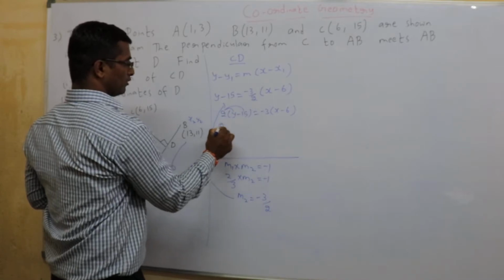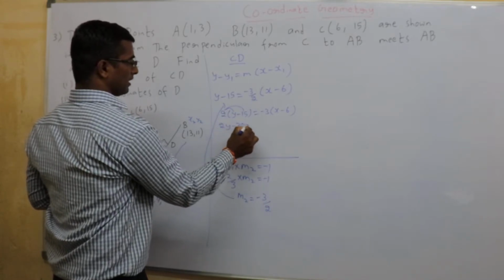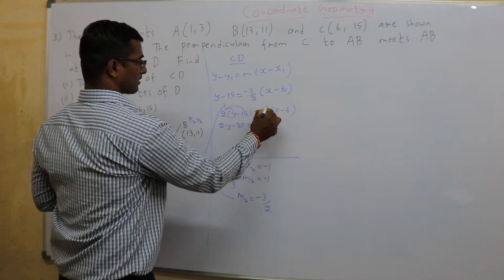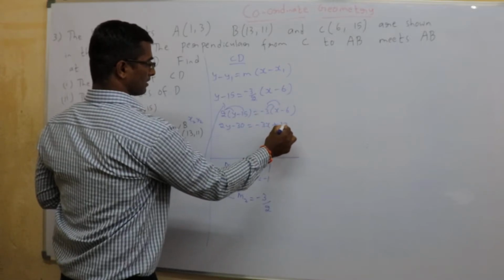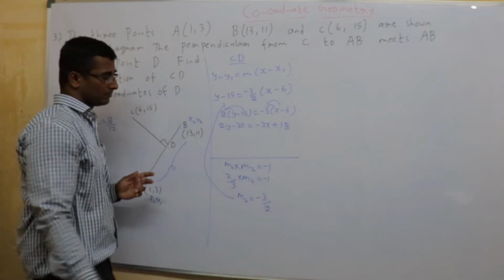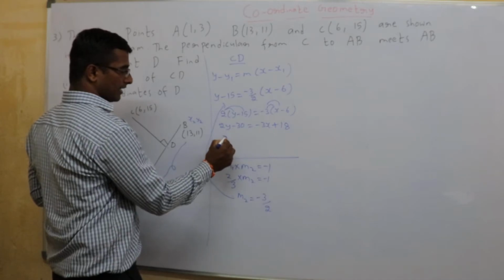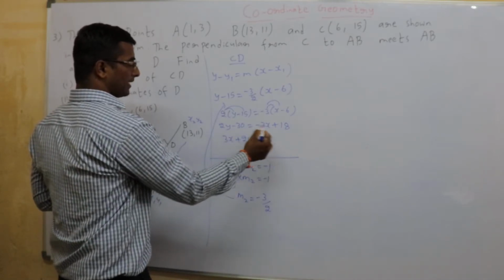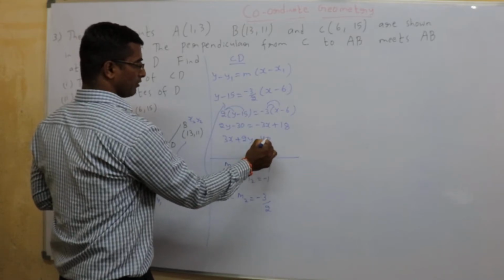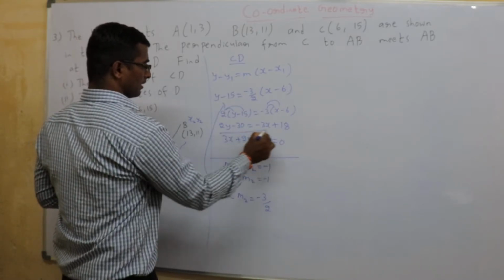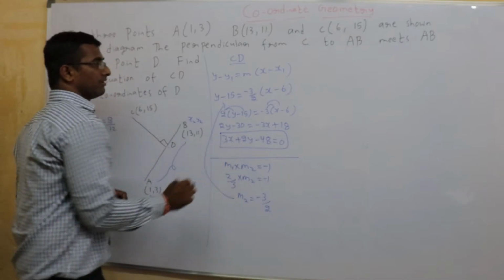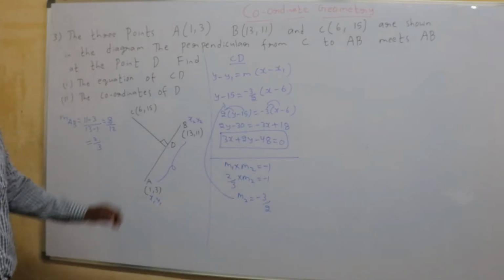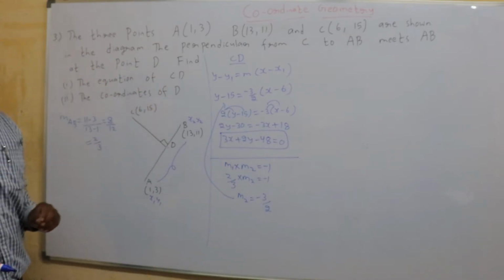So multiply: 2y minus 30 equal to minus 3x plus 18. Now bring all to the one side, I get 3x plus 2y minus 30 minus 18, minus 48, equal to 0. This is my equation of CD. First bit is completed.